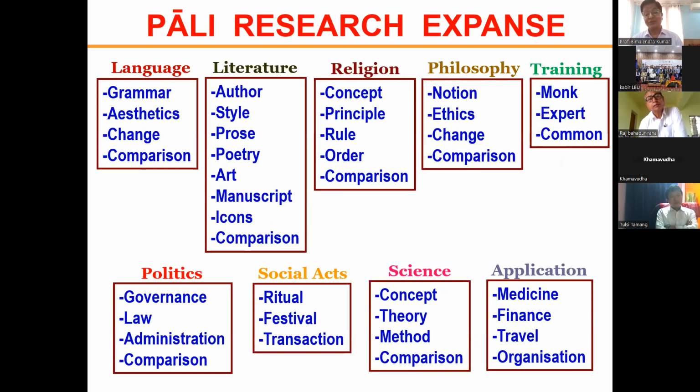Then we are discussing how research can be conducted in Pali literature. If you see language, literature, religion, philosophy, training, politics, social acts, science, and applications, these are the avenues or dimensions in which research related with Pali literature can be conducted. In the last class, we discussed the language portion, what type of research can be undertaken under the language sections. Today, we are going to discuss literature, how a researcher can take up research on a topic related especially with literature.